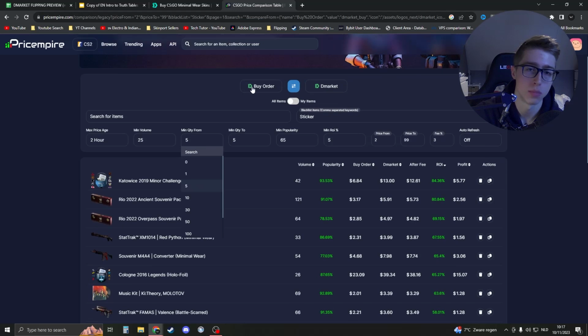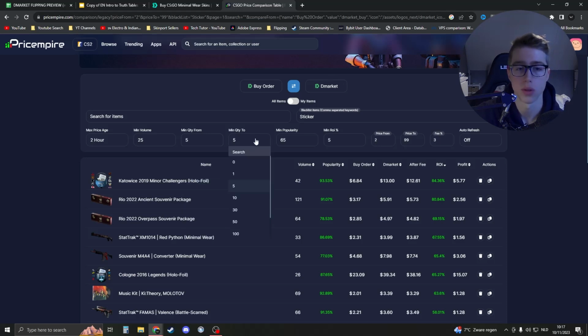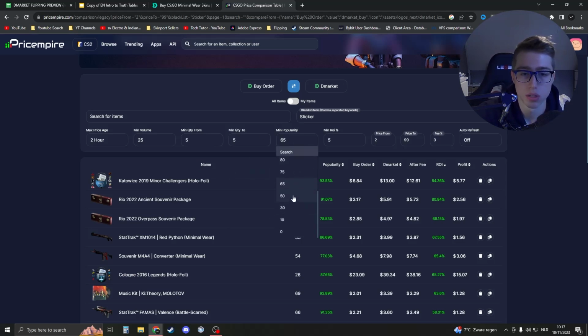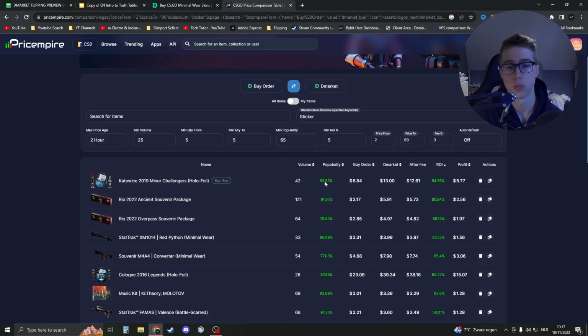Then how many buy orders should there be? Well, at least 5. If there's only one buy order, then probably the skin is not liquid. Now, how many skins should there be on Dmarket? Well, also around 5. That's pretty good. Then the popularity, just put it at minimum 50. I do 65. Popularity is how popular it is? Yeah, like this thing is 90 popularity.